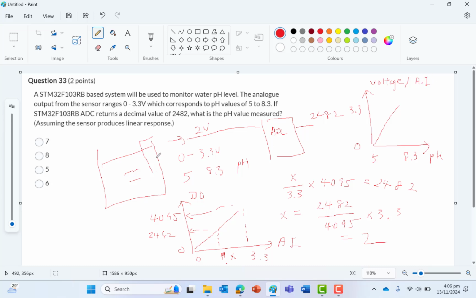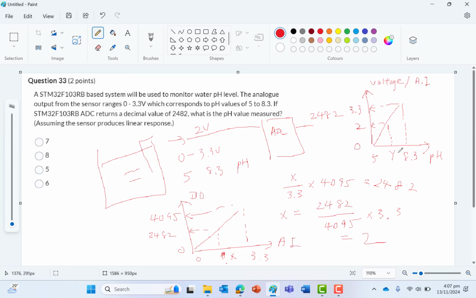Let me just say again. The pH here produces a voltage which becomes the analog in of the ADC. But just now we have already worked out that analog in is 2, so I have 2 here. So the question now is if pH of 8.3 is converted to 3.3 volt, what is the pH, what is the Y here that produces 2? I think the calculation is simple.